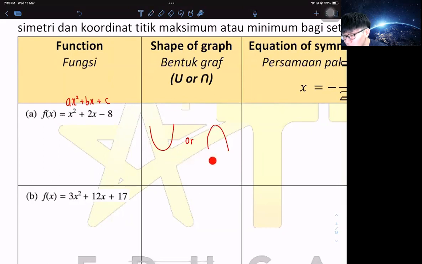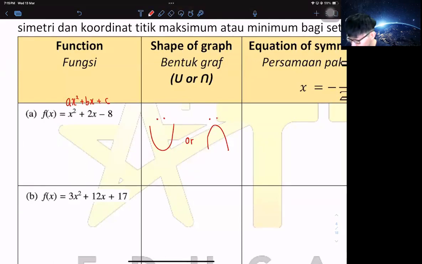So how do I call these shapes? The proper name is parabolic, but next time, the way I would say it would be smiley face, because when I add eyes, I think it looks like a smiley face. This one, sad face. So how to know whether smiley face or sad face?